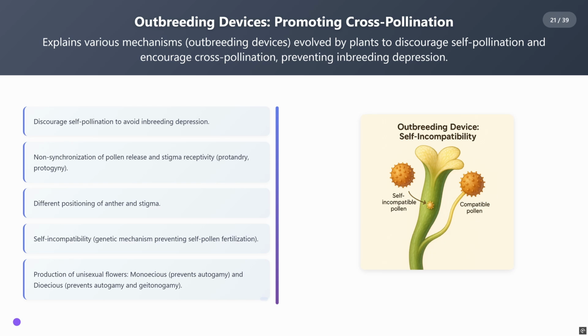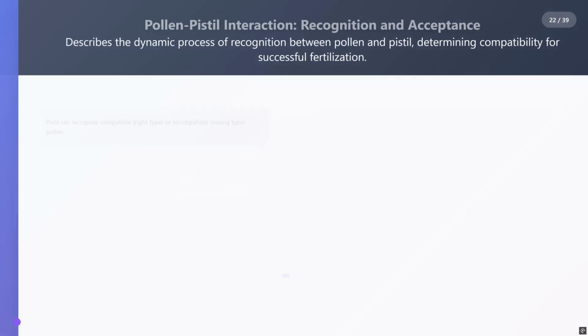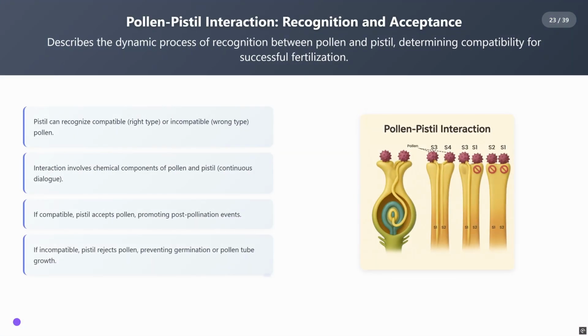That's a very critical point. Just because pollen lands on the stigma, it doesn't automatically guarantee success. The pistil, the entire female reproductive unit, has this remarkable ability to recognize the pollen. It can distinguish between pollen that is compatible, the right type from the same species, and pollen that is incompatible from a different species, or sometimes even genetically incompatible pollen from the same species due to self-incompatibility mechanisms. The pistil can tell the difference.